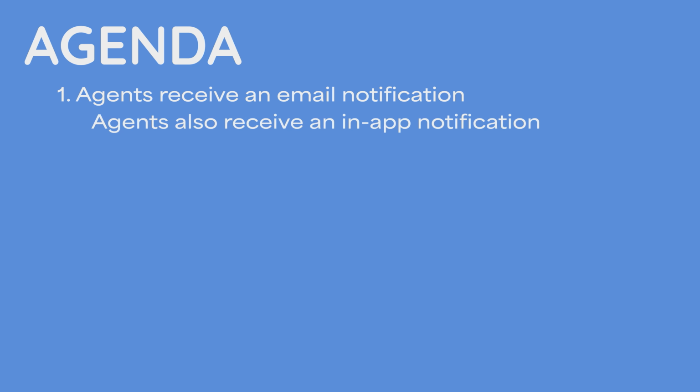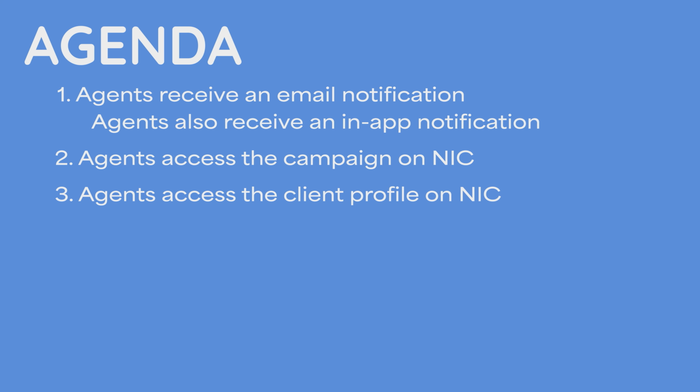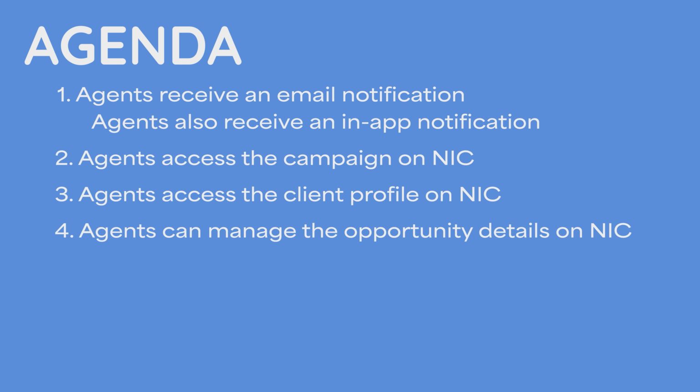Here's a brief overview of the step-by-step process to access and make the most of NIC's campaign feature. First, we'll go over the email notification that agents receive when a campaign is created, which is paired with an in-app notification for existing NIC users. Second, agents will learn how to access campaign details on the NIC platform. Third, agents will learn how to access individual client profiles and information. And finally, agents will learn how they can manage the opportunity details on NIC.